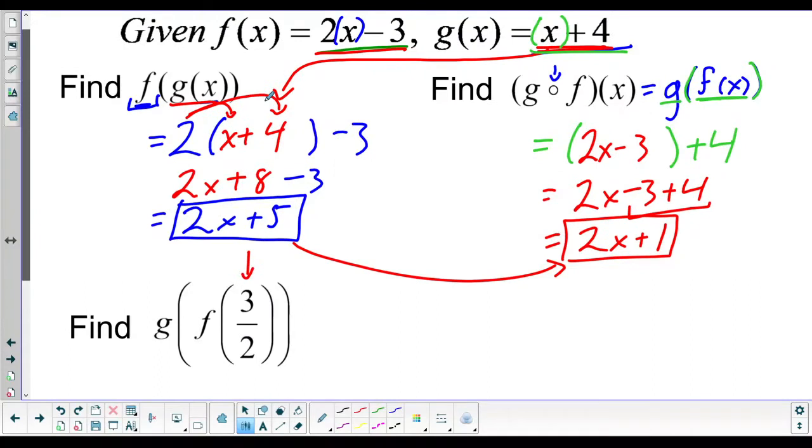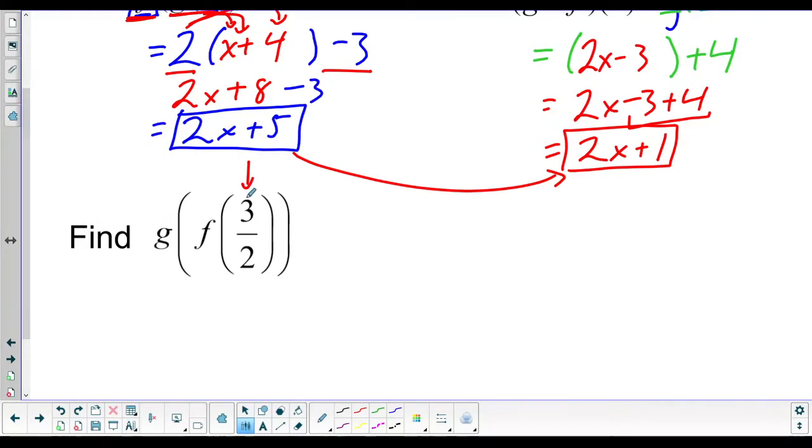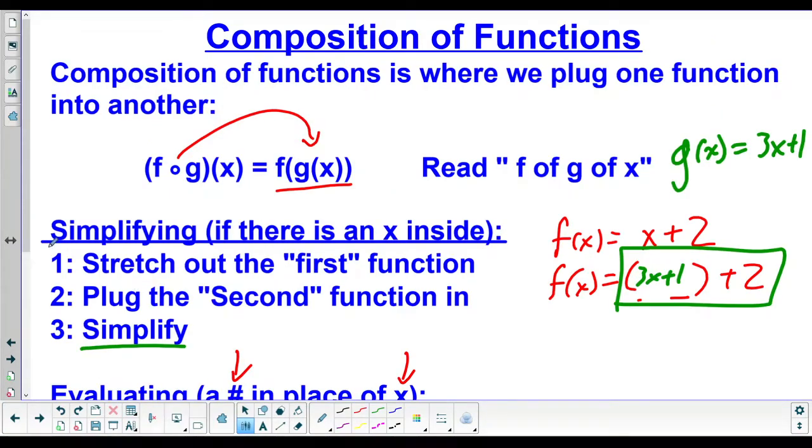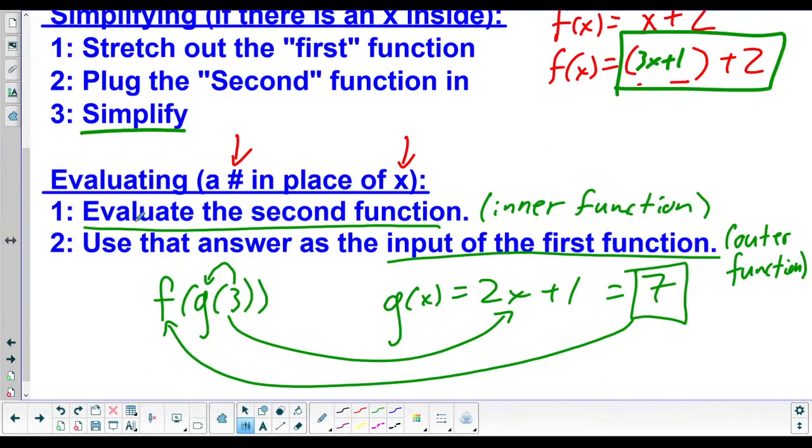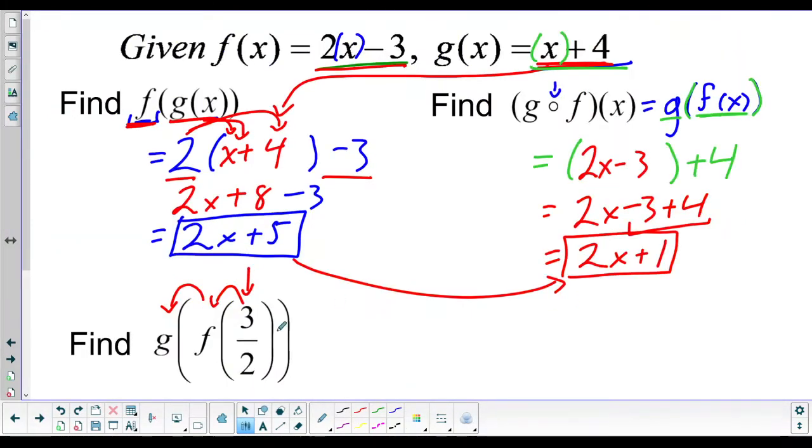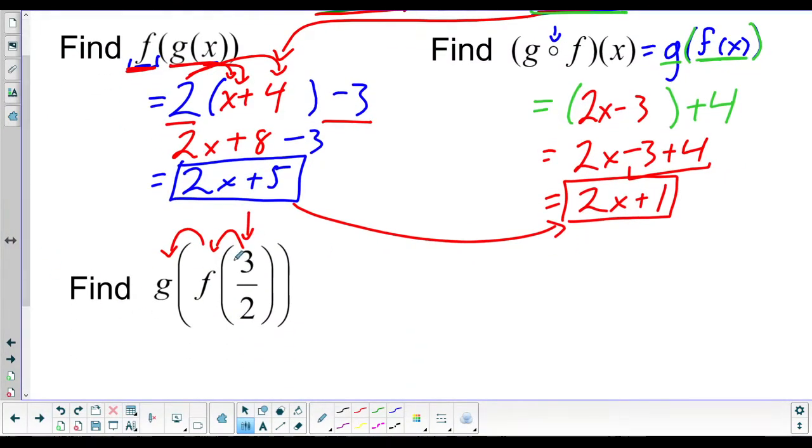Notice for these, we worked from the outside in. We wrote the outside function first, then we put the inside function inside of it. If we're evaluating, we're going to work from the inside out. Okay. So if we look at our steps here for evaluating, it says evaluate the second or the inner function. So that means we're going to plug in this number to this inside function. So let's go ahead and do that.